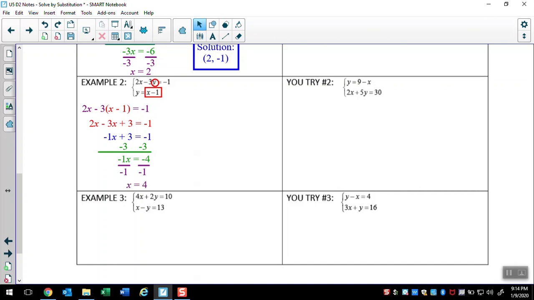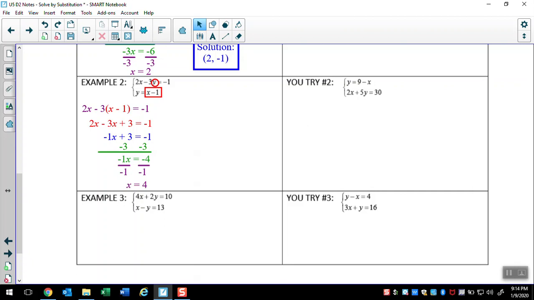Make sure you're really careful on the distributing. When that outside number has a subtraction sign in front of it, it means that's a negative 3. And inside, that means it's a negative 1. So a negative 3 times a negative 1 gives me a positive 3.